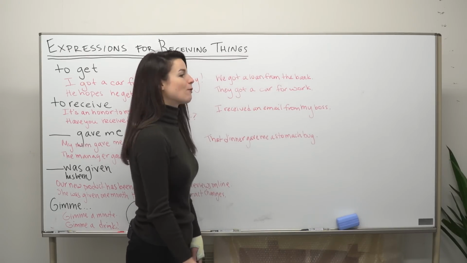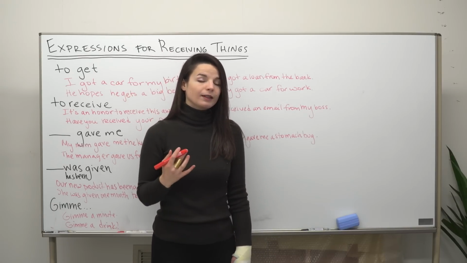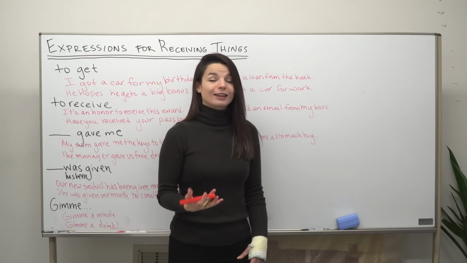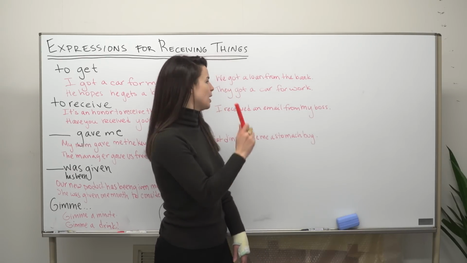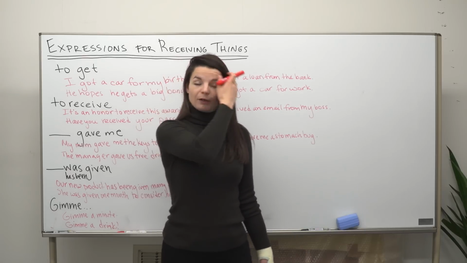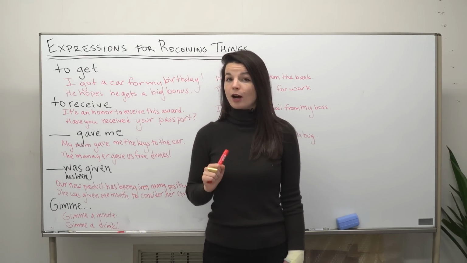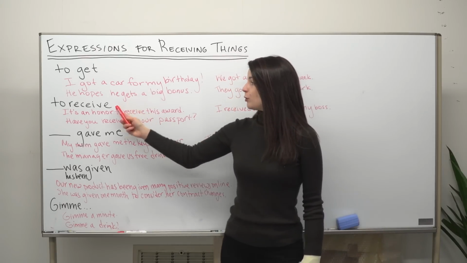I got a car for work. So they're both showing a reason for something. But is it past tense? Is it future tense? You kind of have to look at the situation to understand that part. So those are a few examples with the verb get, or past tense got in this case. We'll go on to some more complex examples later. For now, let's look at the verb to receive.